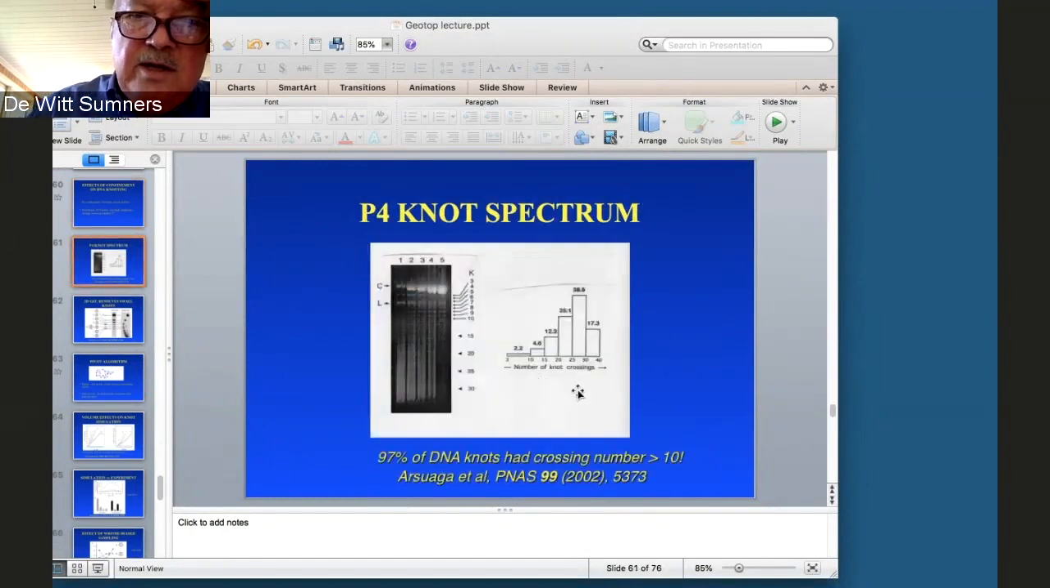So here's the gel evidence from a paper of Javier Arzuaga that looks at the gel and computes the thickness of the gel. And here you see the crossover number is pretty large. So the average crossing number is about 25 here.